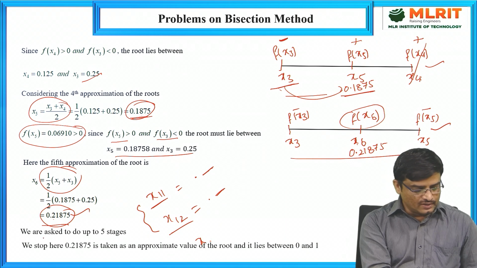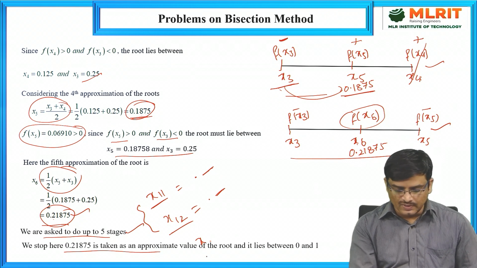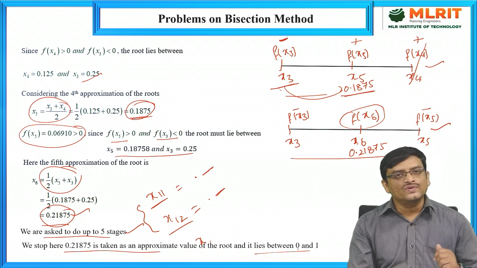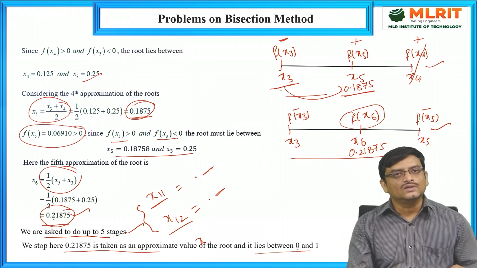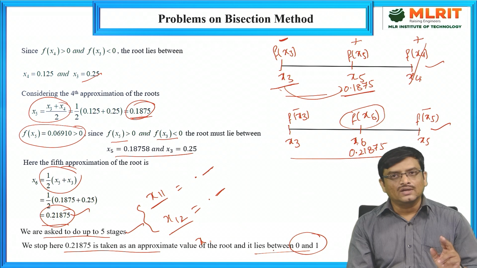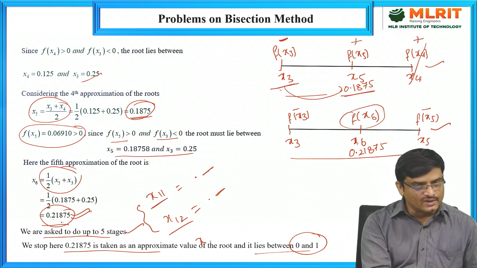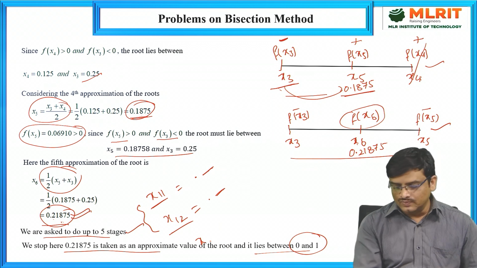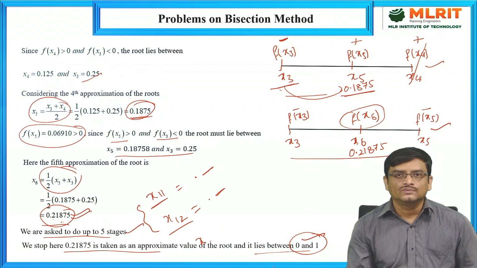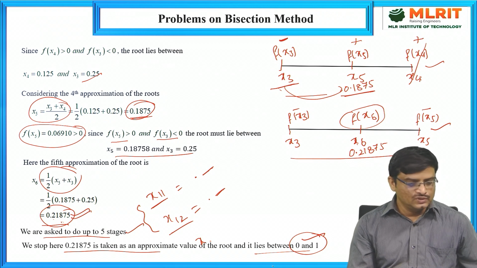So in the problem they asked for 5 stages, so we have completed up to the 6th stage, and whatever value we got in the 6th stage, we have taken that value. Now we want to check the value we got. At the beginning we took that the root lies between 0 and 1. We can cross verify that the value we get for the present approximation must lie between 0 and 1. That is the verification of this root, whether we got the correct value or a wrong one.